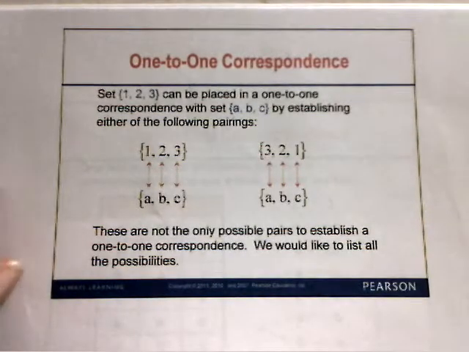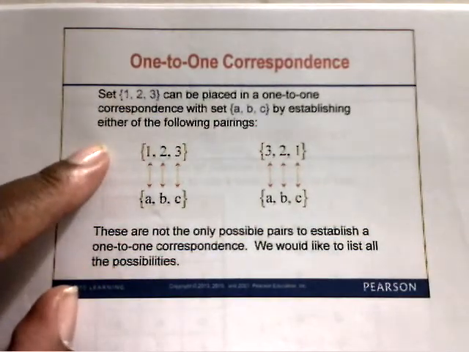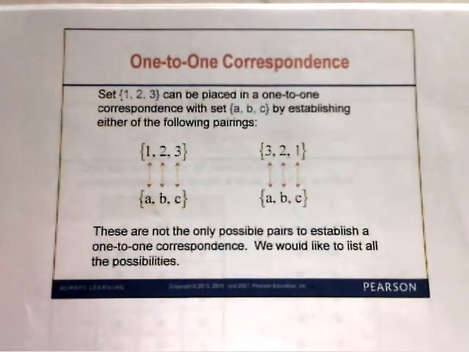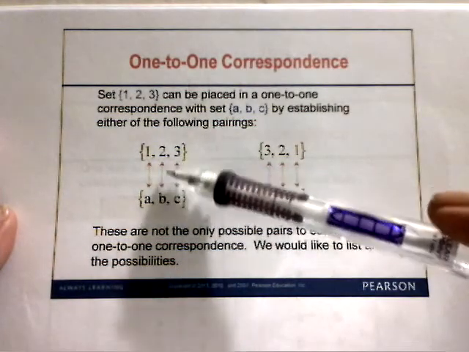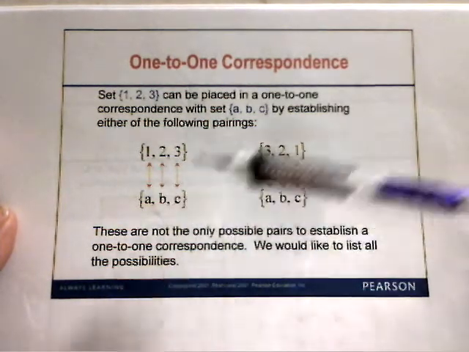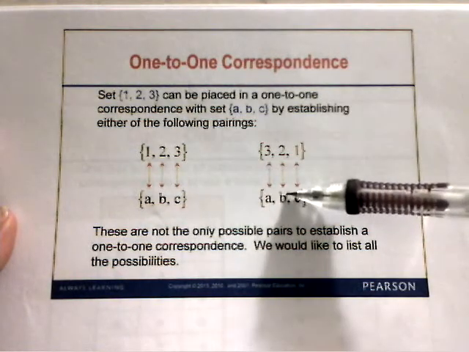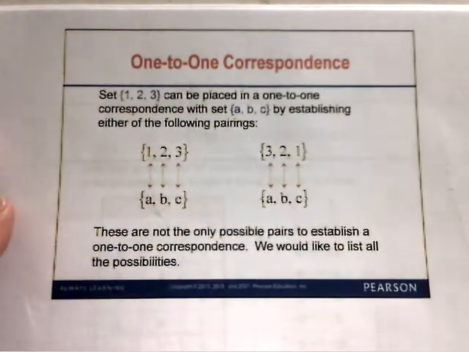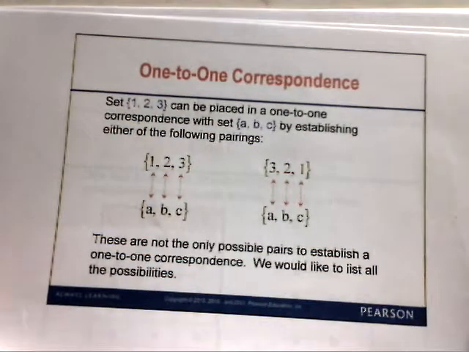And here's an example of what one-to-one correspondence is. Set 1, 2, 3 can be placed in a one-to-one correspondence with set A, B, C by establishing either of the following pairs. In this case, 1 can be paired with A, 2 can be paired with B, 3 can be paired with C. And also 3, 2, 1, and then A, B, C: 3 can be paired with A, 2 with B, and 1 with C. But keep in mind, these are not the only possible pairs to establish a one-to-one correspondence. We would like to list all the possibilities.